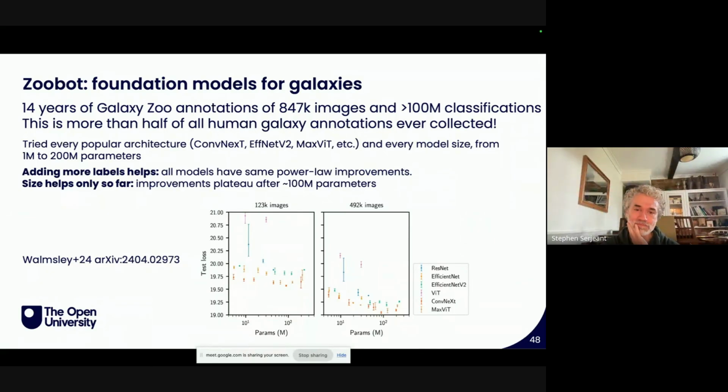So this was quite a nice resource. He's trained these machine learning models for trying to reproduce the human classifications that have come out of the Galaxy Zoo Citizen Science Project.